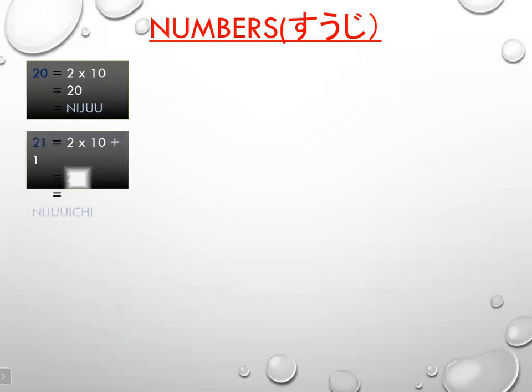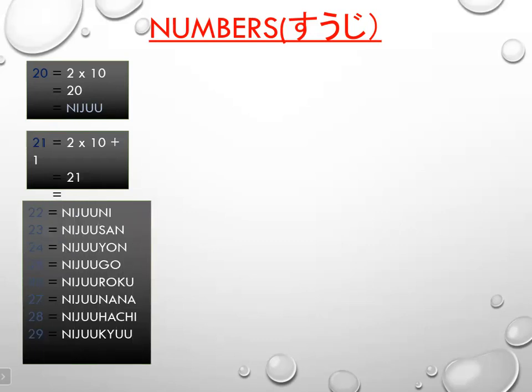Okay. So then we have 21. So 21 will be 2 multiplied by 10 plus 1. So the reading of 20 will be ni ju, and then plus 1 is ichi. So the number 21 will be ni ju ichi. Ni ju for 20 and ichi for 1. So the whole number will be ni ju ichi.